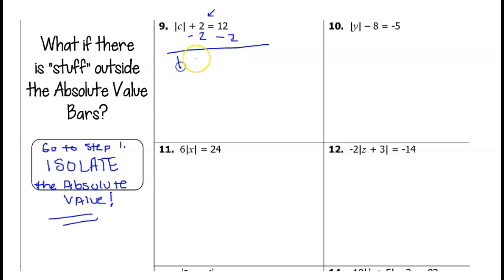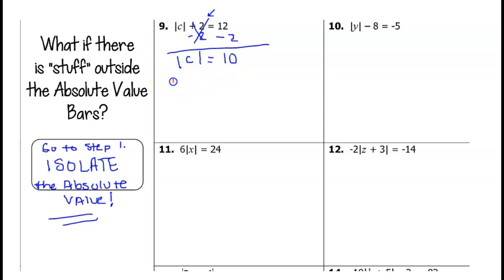And now I can write this as the absolute value of C. The 2's go away. It equals 10. 12 minus 2 is 10. And now this looks just like what we were doing before, right? Where I set what's inside of the absolute value equal to the other side of the equation.